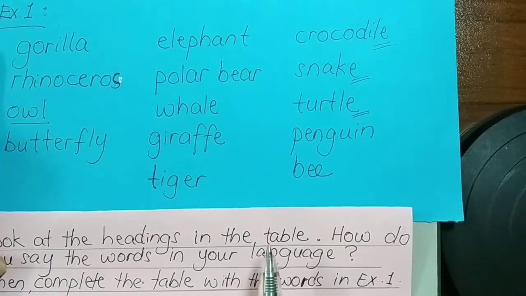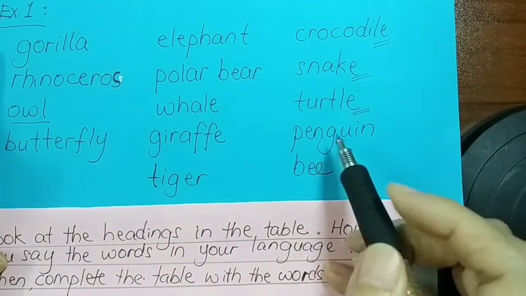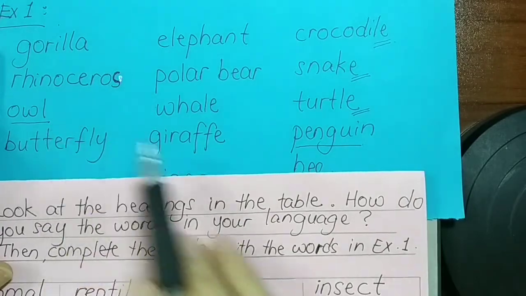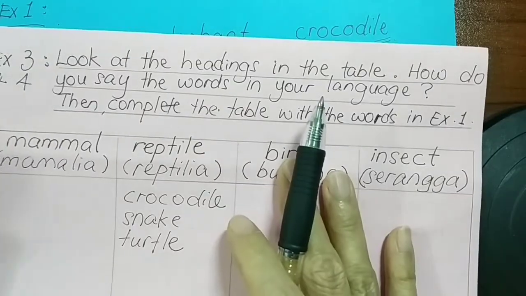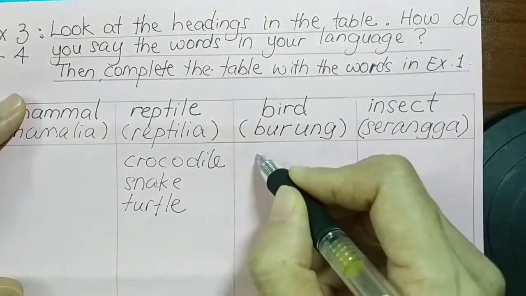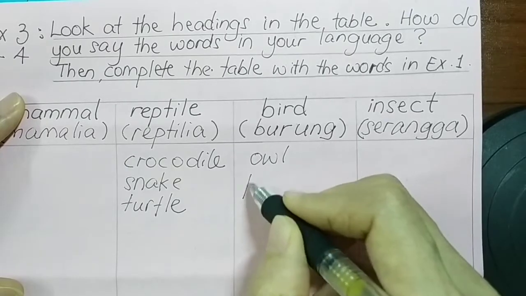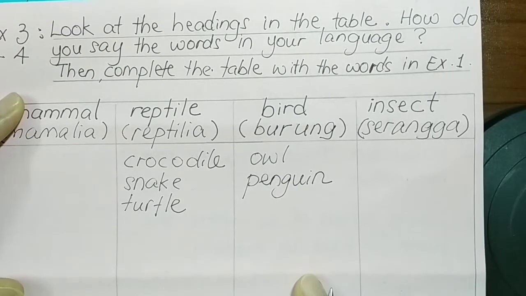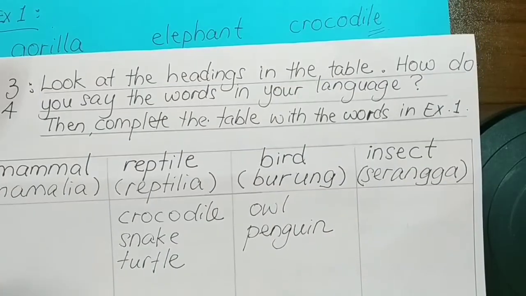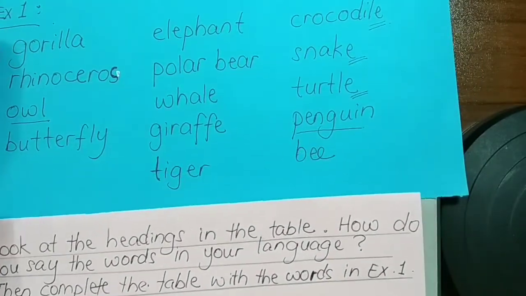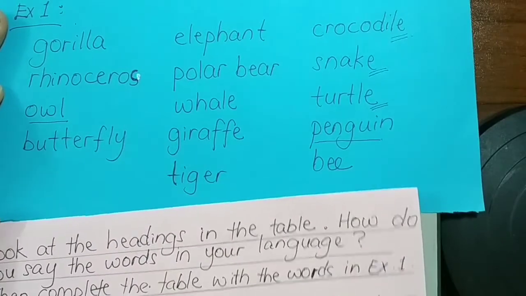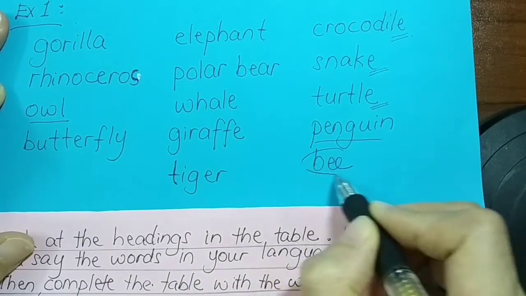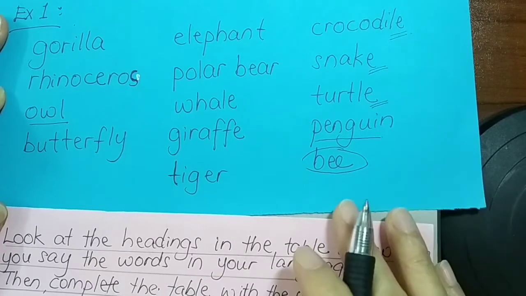And the next one will be, well, just in case some who do not know, penguin is in the bird group. Alright, so there are only 2 endangered species in the bird group. So one is the owl, the other would be penguin. That's it. So this column is complete now. Let's say for insect, well, as we can see, there are not many here.